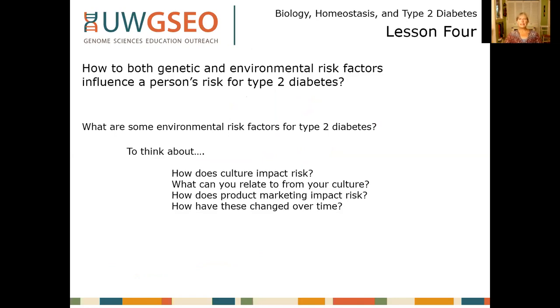So people consider that diabetes runs in families, and so they assume that it must be genetic. But culture also runs in families. The things that we do together, the ways that we eat, the ways that we celebrate, all sorts of things we learn from our cultures and our families. And does that impact your risk of type 2 diabetes?